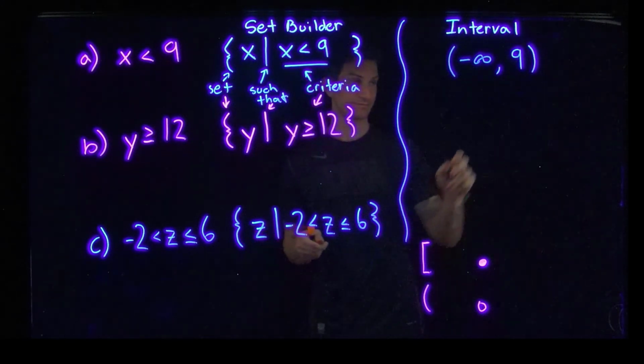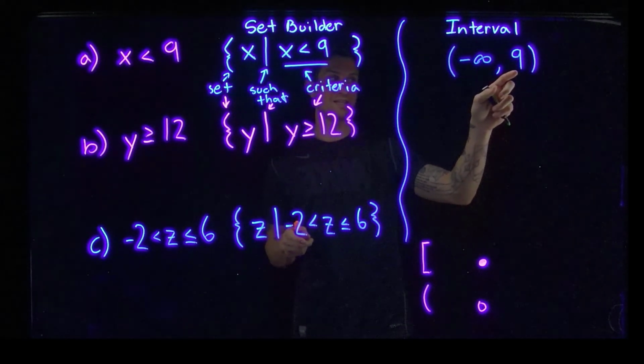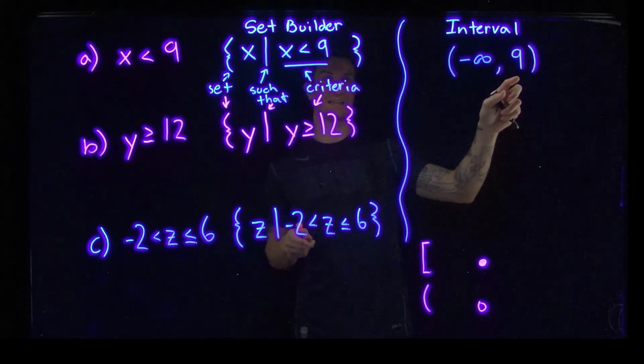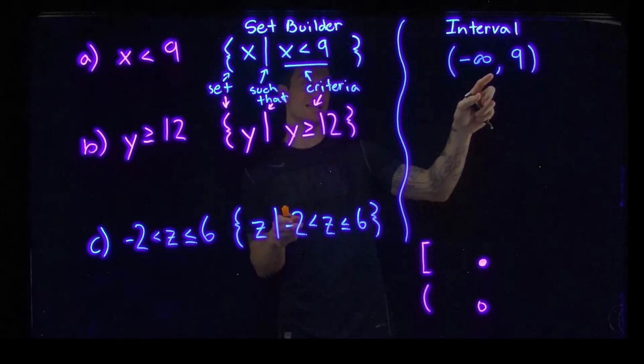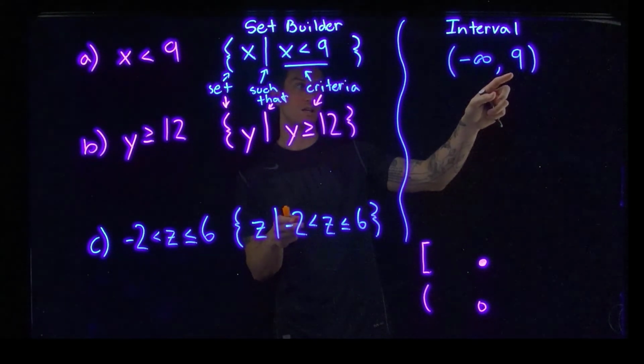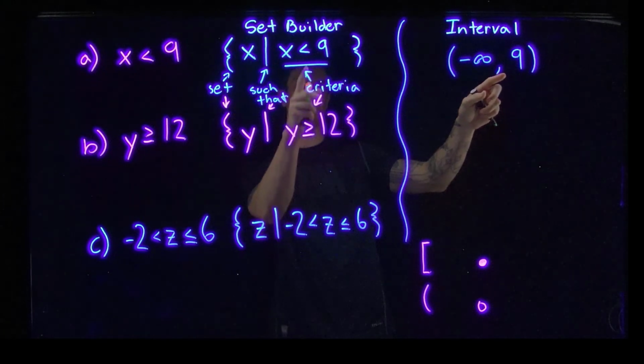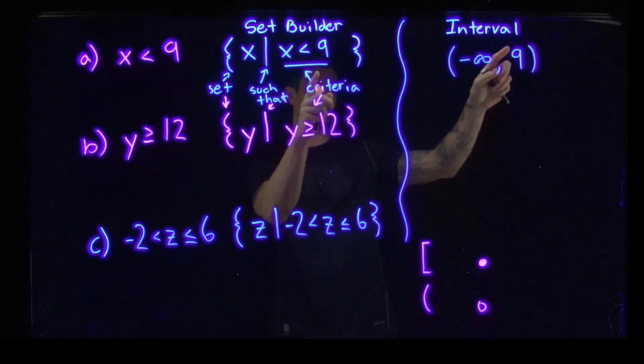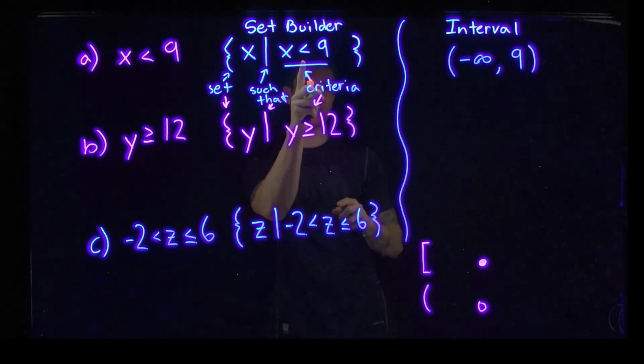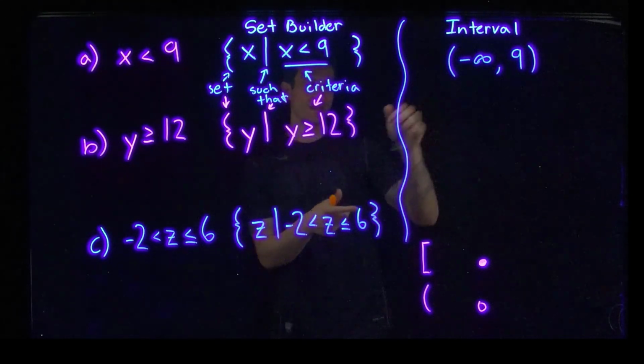So infinities, negative or positive, always have the parenthesis, because it's not a value you can ever really reach. And we're going all the way to 9, but we're putting a parenthesis at 9 because we really can't get to 9. We can get arbitrarily close to 9, but we can't equal 9, because we don't have the bar. If we had the bar, this would be a bracket, but there's no bar stating we can be equal to 9, right? So that is our first one.